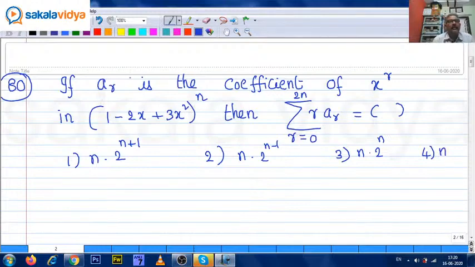If ar is the coefficient of x to the power of r in the expansion of 1 minus 2x plus 3x square whole to the power of n, then sigma r equals 0 to 2n, r times ar, we need to find out. This is also similar to the previous problem itself. First write down the expansion, and differentiate and substitute, this time x equal to 1, then you will get the answer. So let us try.